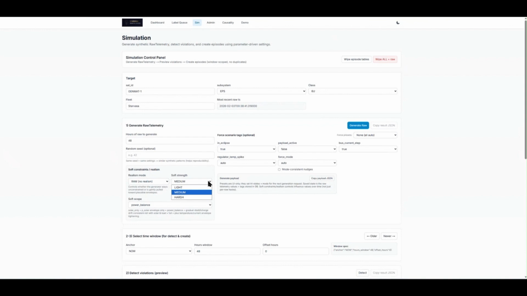So raw means no realism, but you can do nudge only, or nudge and soft. There's a nudge and then there's a soft nudge, and soft scope is like solar only. So there is a distinction between soft nudging and soft constraint. You can actually force certain constraints. That is the soft only. You can put some forced constraints.